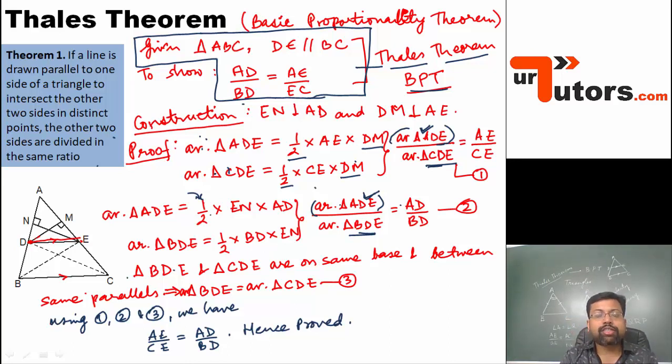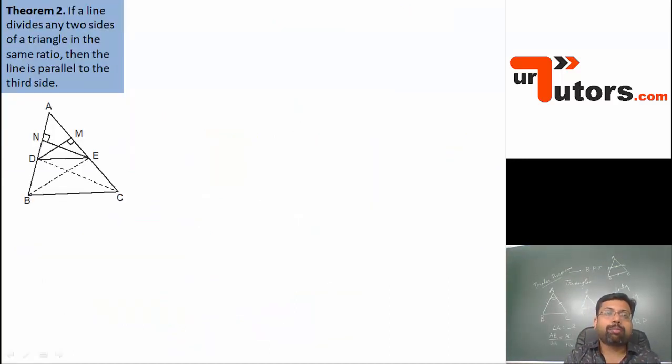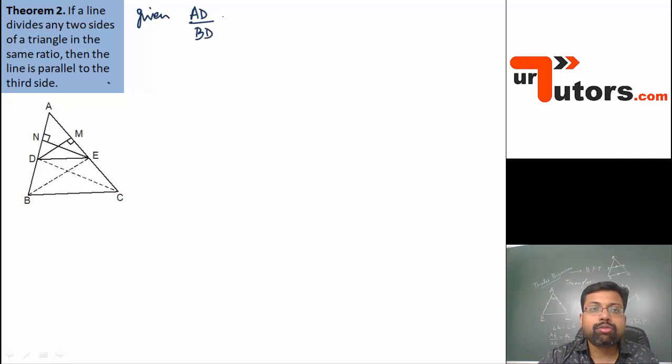Okay. Now let's get to the converse of this theorem. What does converse mean? Converse means that the opposite is given. So it's given that a line divides any two sides of a triangle in the same ratio. So the line DE divides two sides of the triangle, AB and AC, in the ratio AD by DB, and that is equal to AE by EC. So in this particular case, it's given that AD by BD equals AE by EC.